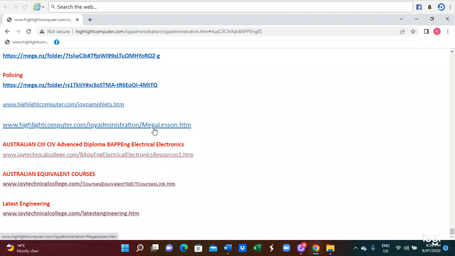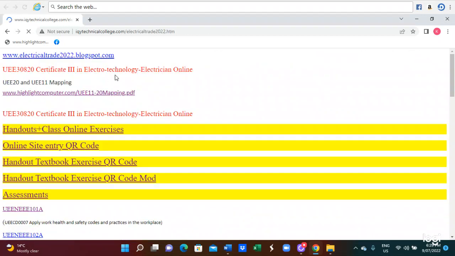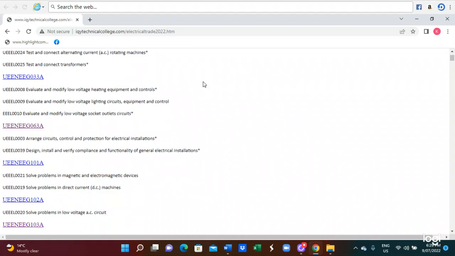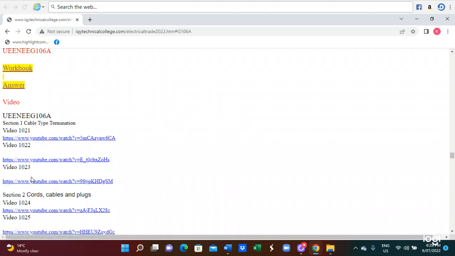Okay, we talk about the advanced diploma electrical trade. So for the electrical trade 2022.htm, you enter the website IQI.college.com/electrical trade 2022. Then you have to read the G106. Click here and you can read the G106. G106 is a workbook. You study the workbook. The answers are also provided. You have to read through the workbook and the exercises.